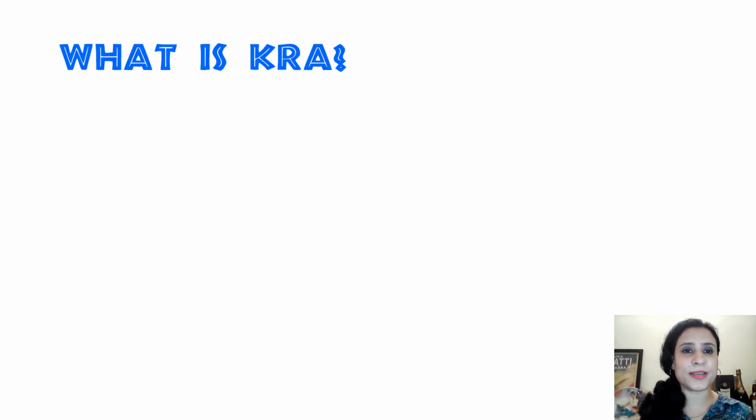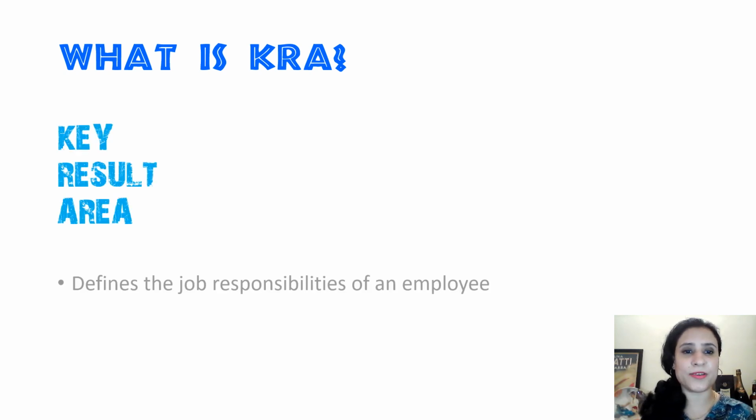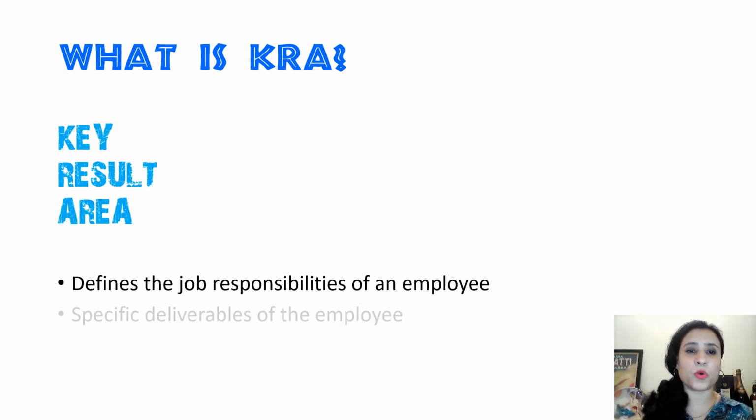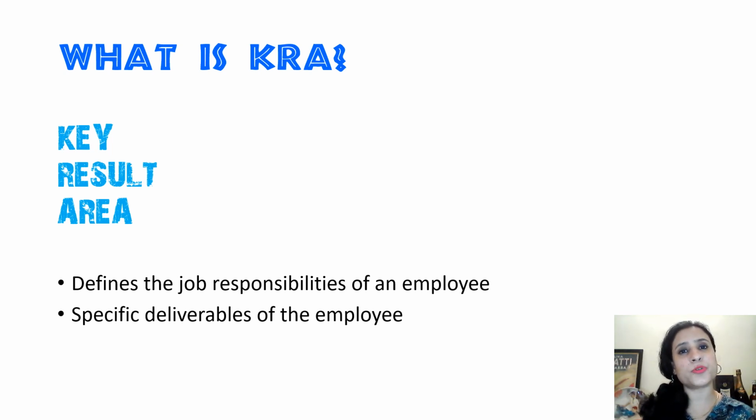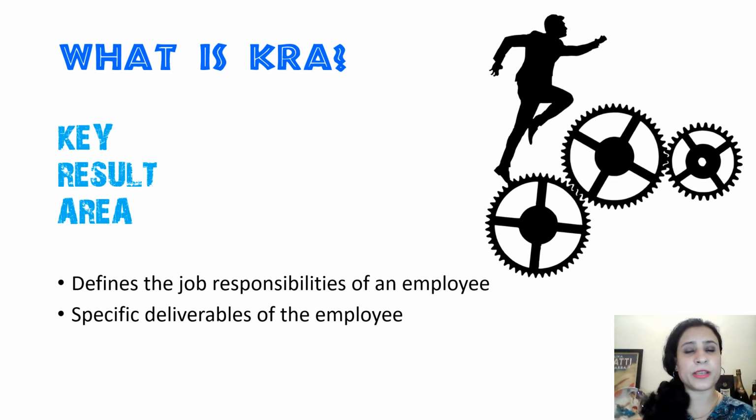So now what is a KRA? KRA stands for Key Result Area. So this is the job that the employee is supposed to handle. These are the job responsibilities of an employee. Usually the KRA setting is done as soon as the employee is on board, or whenever you are starting a new financial year, that is when the KRA setting is done for all the employees. So this gives the employee specific deliverables that he is supposed to deliver throughout the year or within the specific time frame that will be defined by the manager for each and every employee.